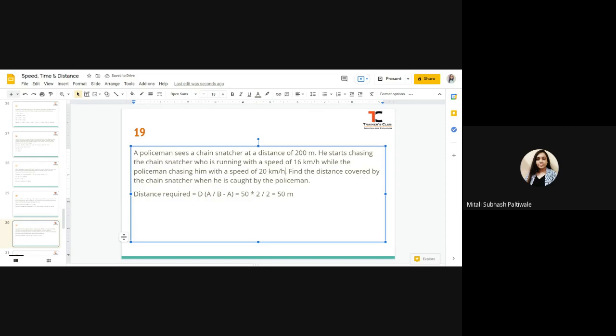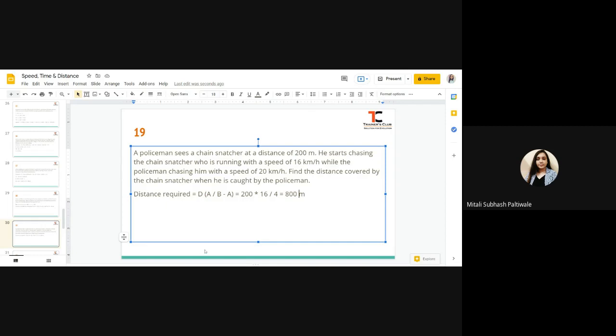So the formula will remain the same, but just the values will differ. 200 and here it was 16, and 20 minus 16 will be 4. So the answer would be 200 into 16. 200 into 16 is 3200. 3200 divided by 4, the answer would be 800 meters. So 800 meters is the answer in this case. All right.